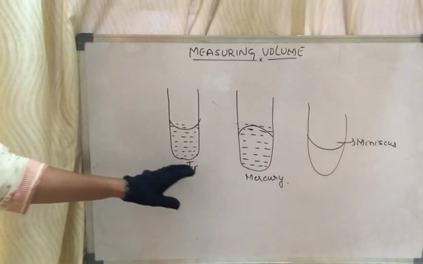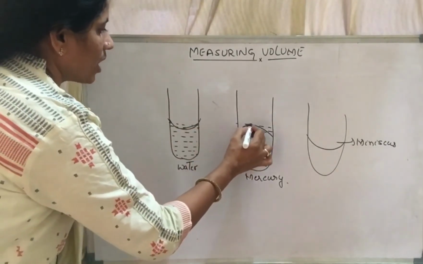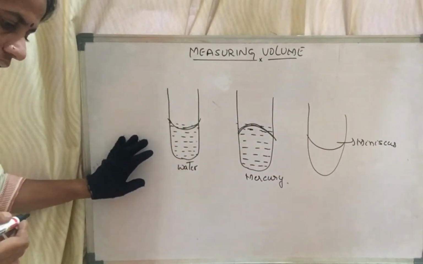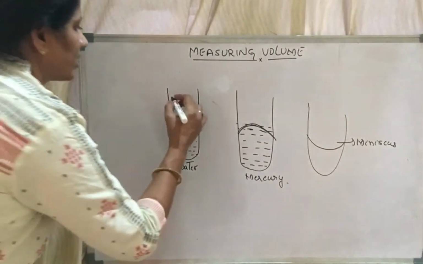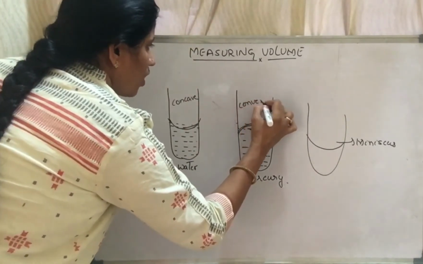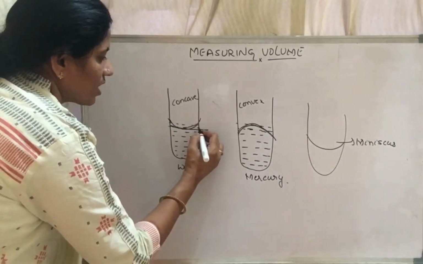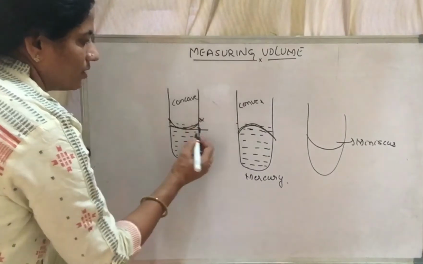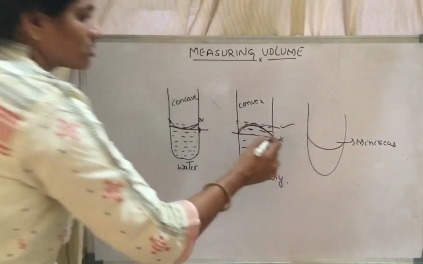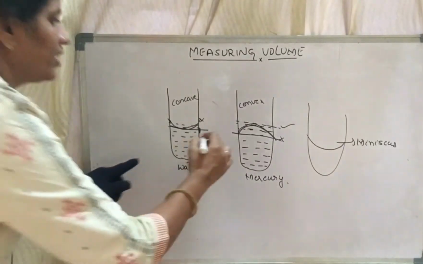This meniscus depends upon the liquid. Here you are able to see we have the downward curve, but here we have the upward curve. The downward curve is called concave. The upward curve is called convex. Now how to measure? Here the liquid level we have to measure till here, not this part. Here also we should not measure. This is wrong, and this is the correct way of taking the reading here in the concave.